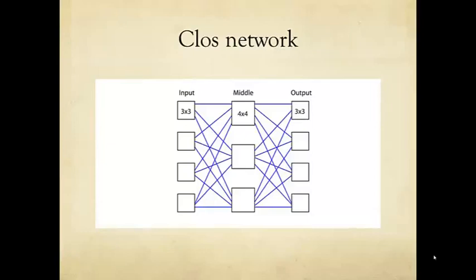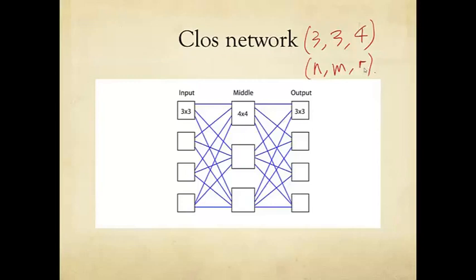This is a Clos network. It is a Clos network denoted with the following representation. It is a 3-3-4 Clos network. And in general, a Clos network is specified by three numbers: n, m, and r. These are all positive integers.